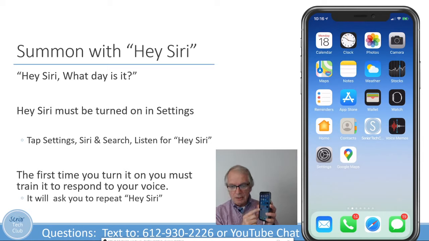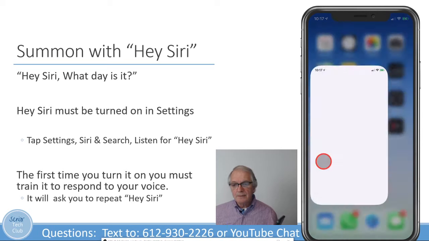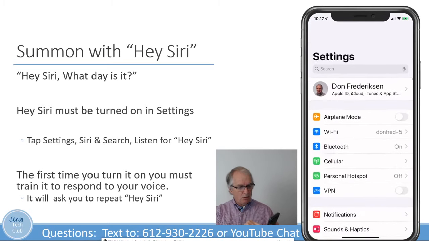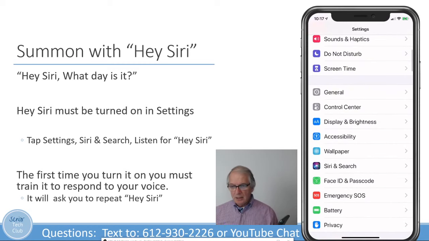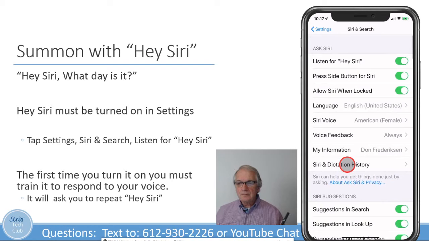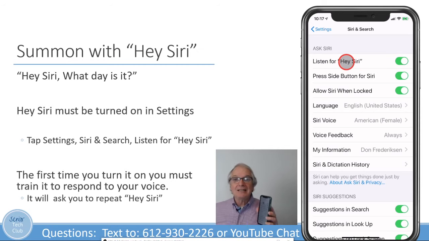If you go into the settings app, you scroll down until you find Siri and search. You tap on it, and there is a setting at the very top. And if you remember, I always talk about green means on. So listen for Hey Siri is on, based upon what you see on my screen on the right-hand side. If you want to be able to use Siri, you're going to turn that switch to green. You're going to turn it on.